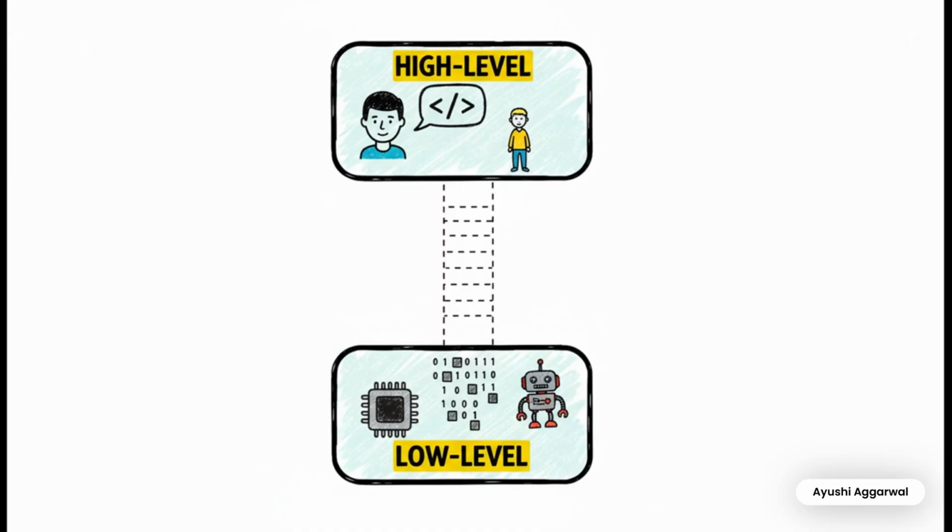And listen, high or low doesn't mean one is better or worse. It's all about the level of abstraction, which basically means how far away or how close we are to the actual hardware. A high-level language is more like English, so it's easy for us humans. A low-level language, on the other hand, is much, much closer to the machine's hardware.